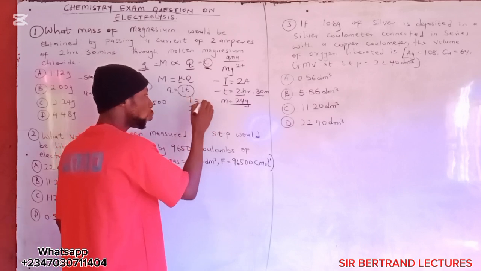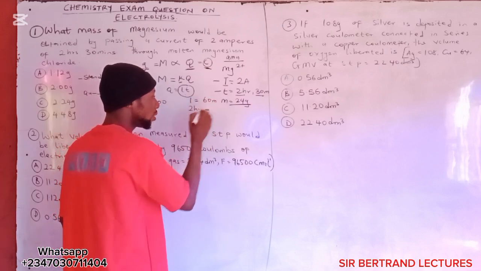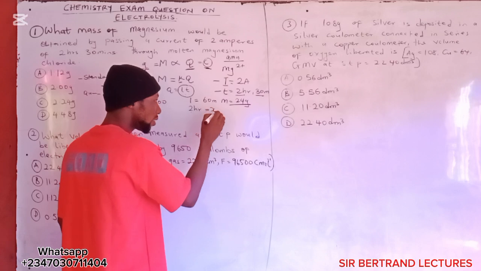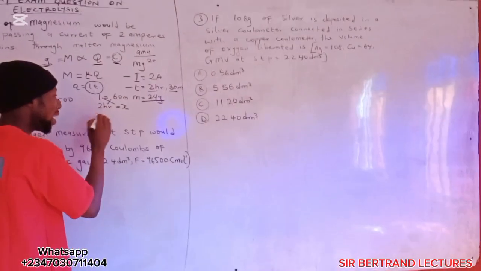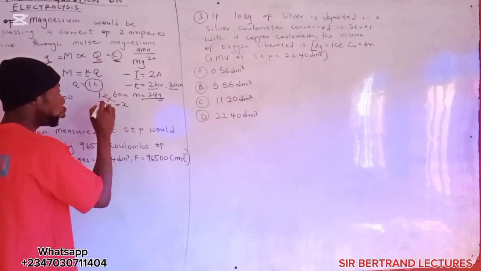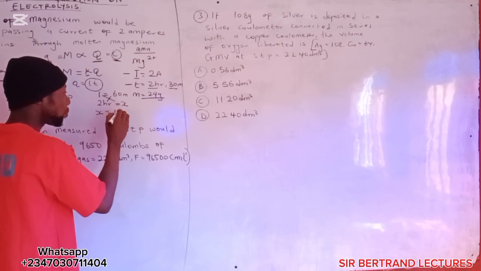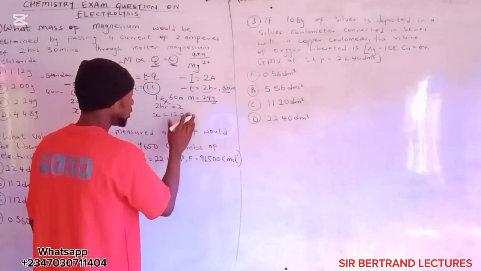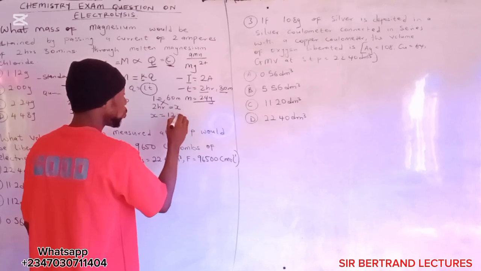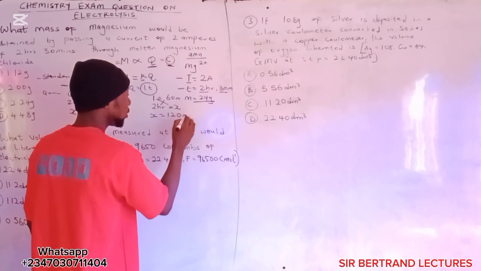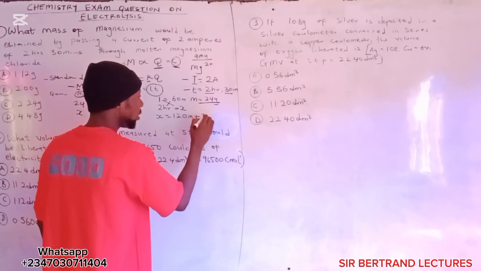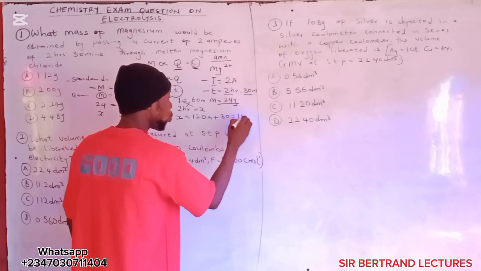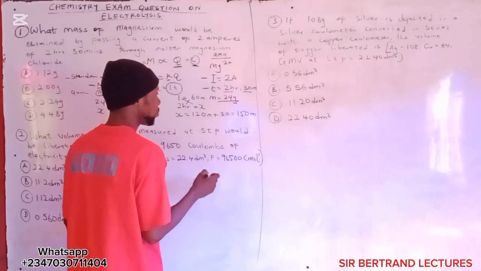1 hour here is equal to 60 minutes. 2 hours is equal to x. If you cross and multiply, x is equal to 2 times 60, that is 120 minutes. You add it to 30 minutes here, which is equal to 150 minutes.